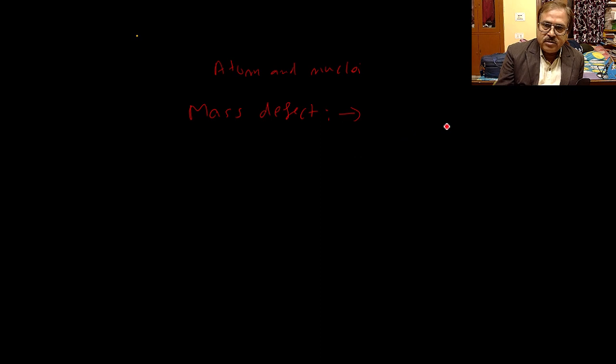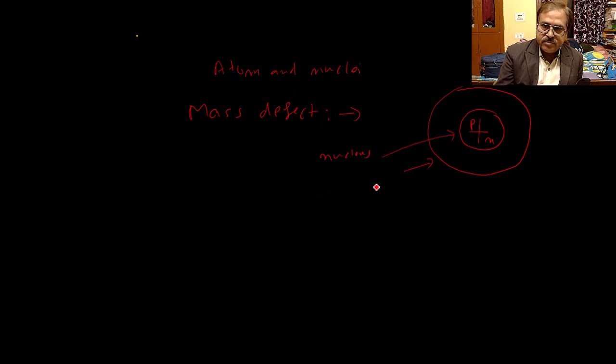For any atom given, suppose that we have one atom and we have a nucleus where protons and neutrons are already present. Inside the nucleus of any atom, the nucleons are proton and neutron.